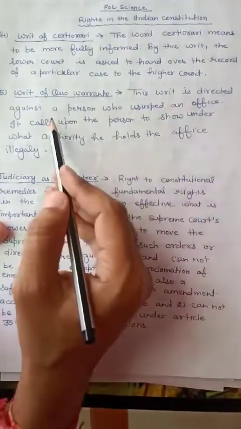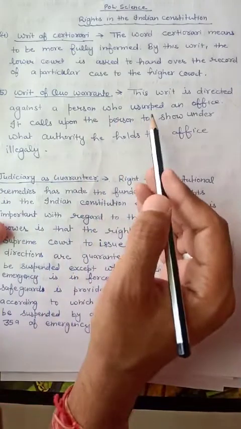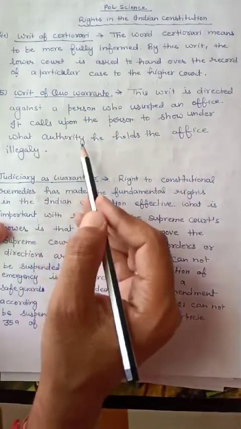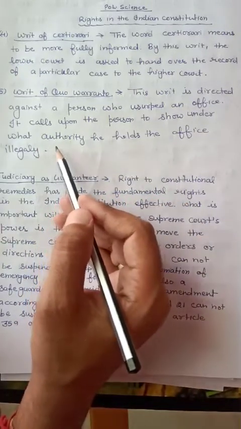Next is the writ of quo warranto. This writ is directed against a person who has usurped an office. It calls upon the person to show under what authority he holds the office illegally.